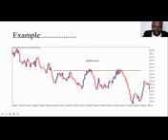You can see an evening star here. You can see there's a rejection here. There's a rejection. But what I just want you to know is that you don't really need to know these names. The only thing that you need to know is the psychology behind the formation of a specific candlestick pattern.